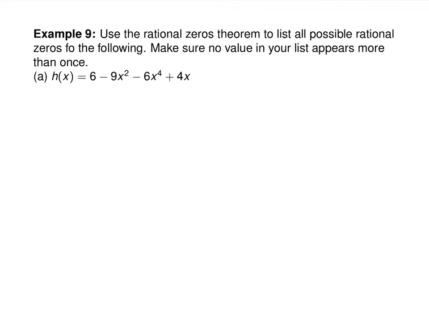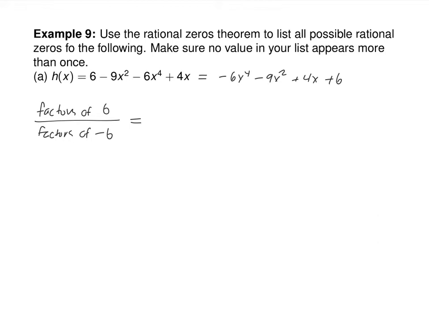How about this one? So do you have to rearrange? You don't have to. Does that make sense? It might be a good idea to do so. If we rearranged, it'd be negative 6x to the 4th minus 9x squared plus 4x plus 6. So you have all factors of 6 over factors of what? Negative 6. Great.